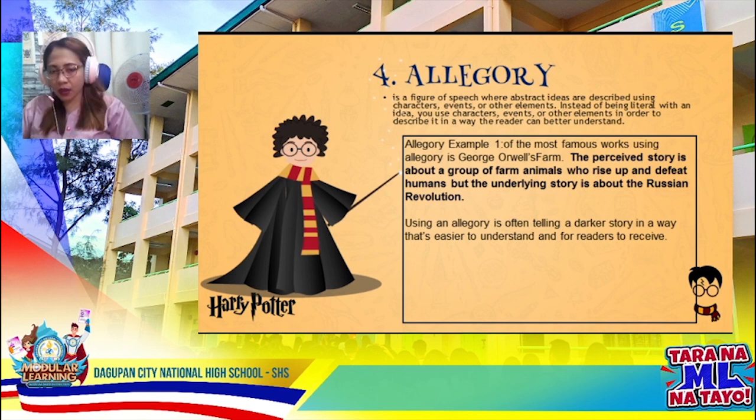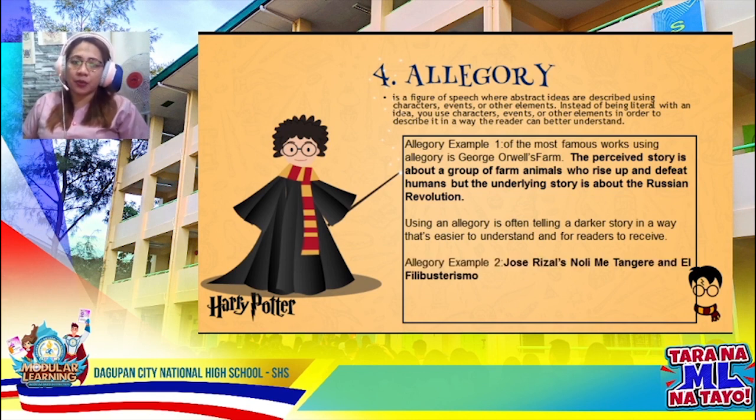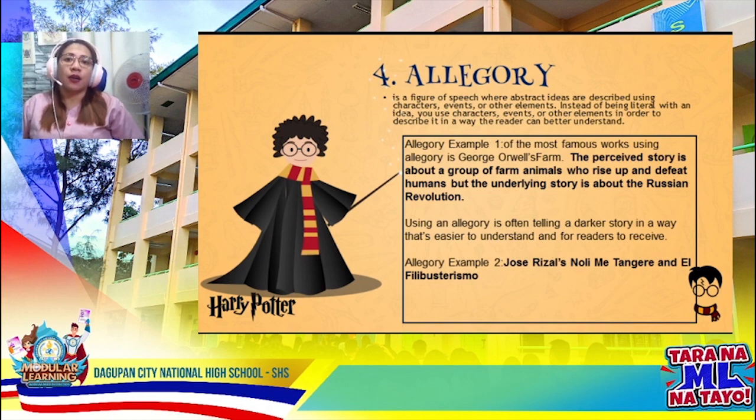Example number 2 is Jose Rizal's Noli Me Tangere and El Filibusterismo. Actually, this is a good example of allegory. In his novels Noli Me Tangere and El Filibusterismo, Rizal wrote about the current situation of the Philippines during the Spanish era. He uses Maria Clara as an epitome of a Filipino woman. He uses Crisostomo Ibarra as someone very Filipino-like.